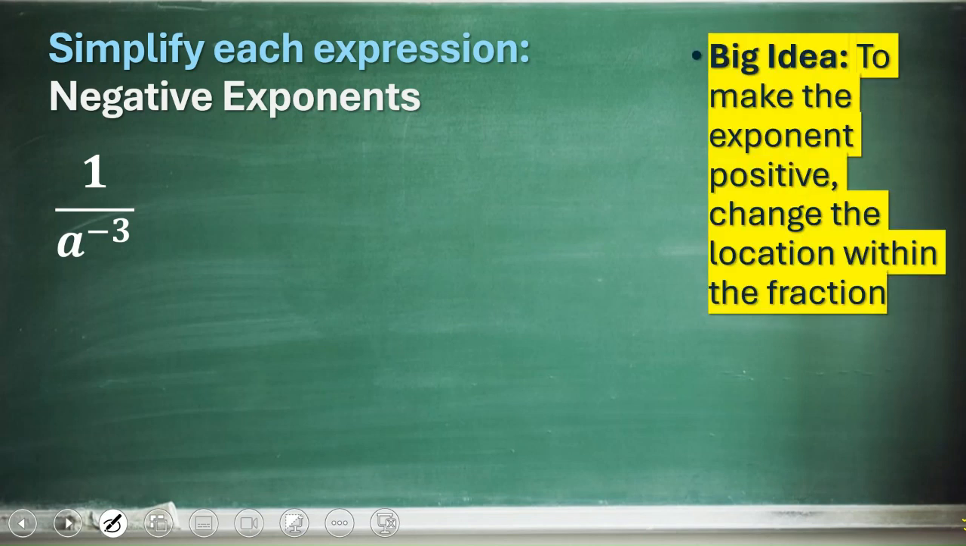So here's the big idea. To take a negative exponent away or to change it to its positive form, we actually have to change the location of that expression within the fraction. So in this first example, we have 1 divided by a to the negative 3. To make this a positive exponent, we have to move that entire a to the negative 3 to the numerator. So its equivalent positive form is a to the positive 3. Because there's nothing written in the denominator, there's a 1 there. So we've moved this from the denominator to the numerator.